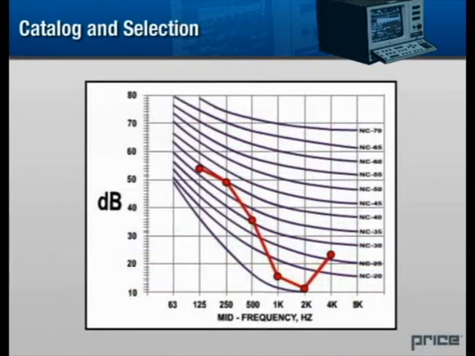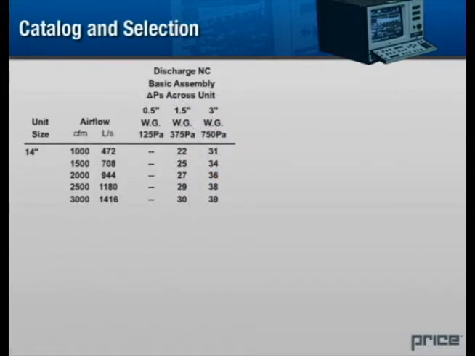If we take the adjusted figures and plot them on an NC graph, the lowest NC curve under which all of the test data fits is considered to be the terminal's NC rating. Because we have sound power readings for various airflows and pressures, we can produce NC ratings that correspond to each of these combinations as well.